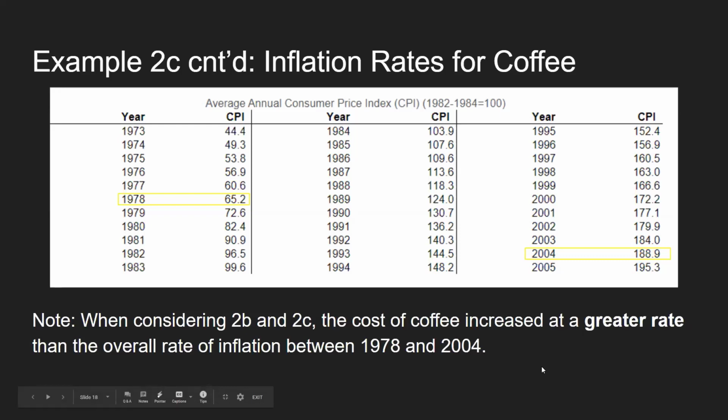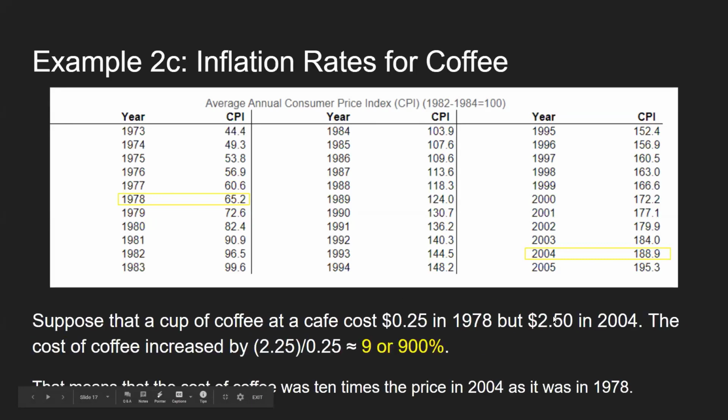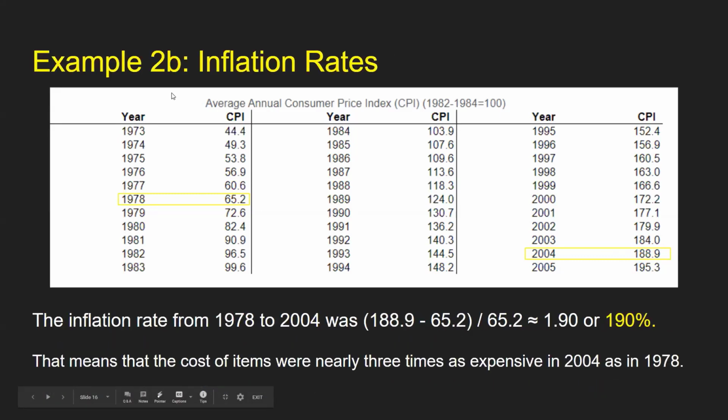One thing that I wanted to say, because your homework is going to ask some questions about this, the cup of coffee increased by 900%. That might be a result of new companies such as Starbucks making coffee a fancier object. This increase of 900% is huge. Inflation doesn't necessarily increase at that type of a rate. The inflation rate between 1978 and 2004, we did on the previous slide for 2B, was 190%. So inflation rate from 1978 to 2004 was about 200%.